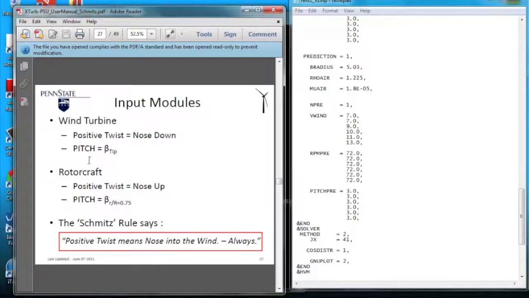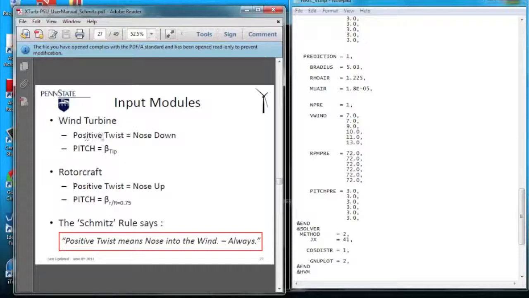For those of you who are a little bit familiar with rotorcraft, it's different there. Their positive twist is defined as nose up. If a pilot puts in collective pitch, the blades pitch upwards and generate more thrust. And not only that, that pitch angle is typically defined at the 75% radial station. Whatever it is, positive twist for wind turbine and rotorcraft is nose into the wind.